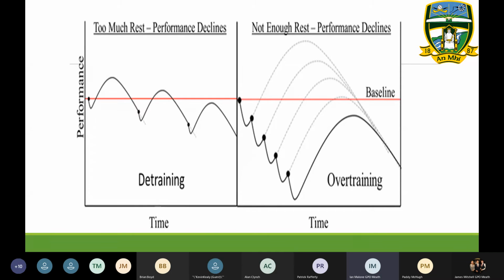And if you can see, the dotted lines are showing what you'd be hoping for. You'd be hoping for your recovery to go up above the baseline if possible. But as you can see, in this case, if a player is doing the training sessions as seen here, they're completely losing their level of fitness and they're starting to put themselves at risk for burnout.